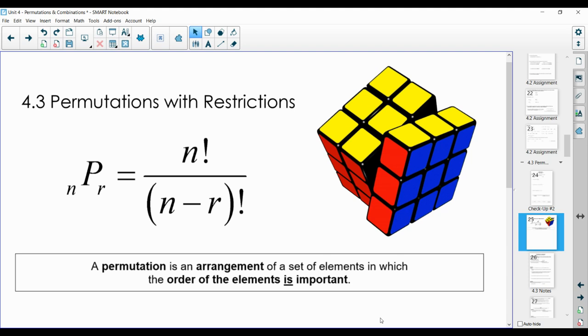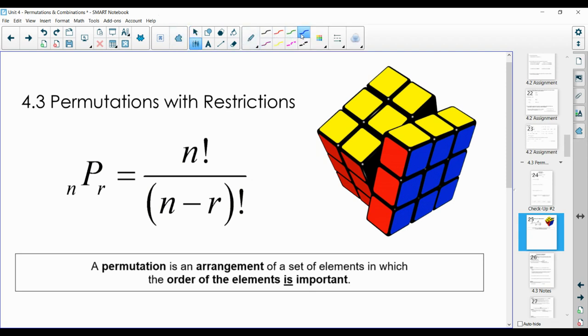All right, so today we're going to be talking about topic 4.3, permutations with restrictions. Up to this point, we've talked about a few different things already. We've talked about the fundamental counting principle. We've looked at factorial notation. And then in yesterday's lesson, we looked at what a permutation is. In this unit, we're talking about permutations and combinations.